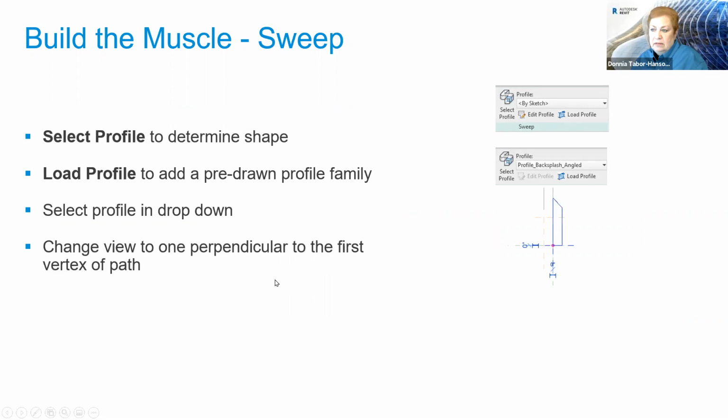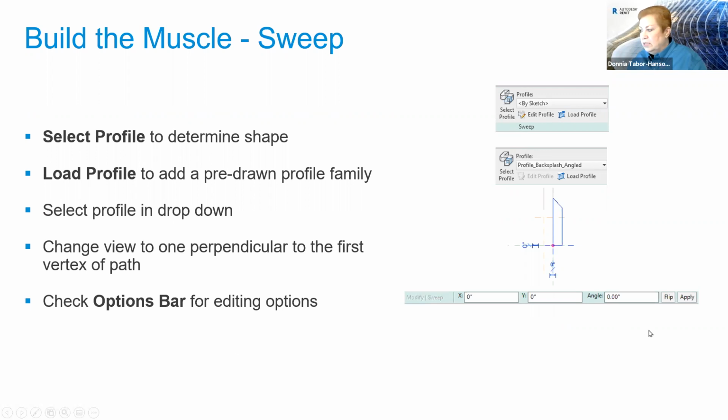from the drop down. It won't prompt you to change to a view, but you may want to change to a view to see which way it's going, because you want one that's perpendicular to the first vertex so that you can see your profile, make sure that it's looking right.